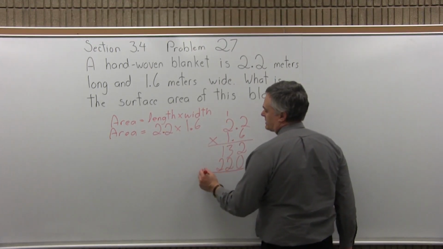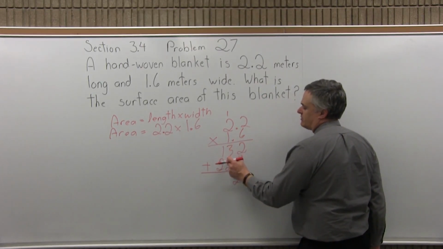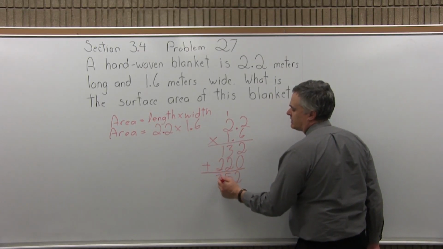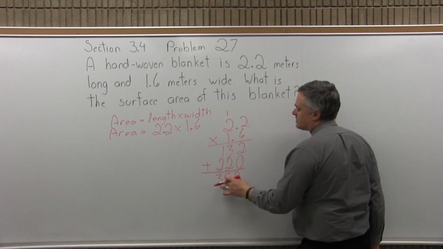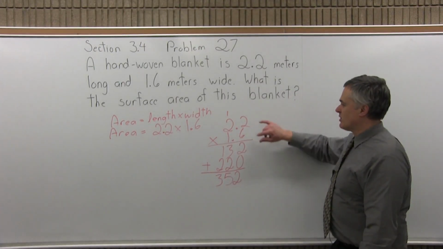And then I can add those results together. 2 plus 0 is 2. 3 plus 2 is 5. 1 plus 2 is 3. So with no decimals, my answer would be 352. But the problem has decimals in it. So go to the question.